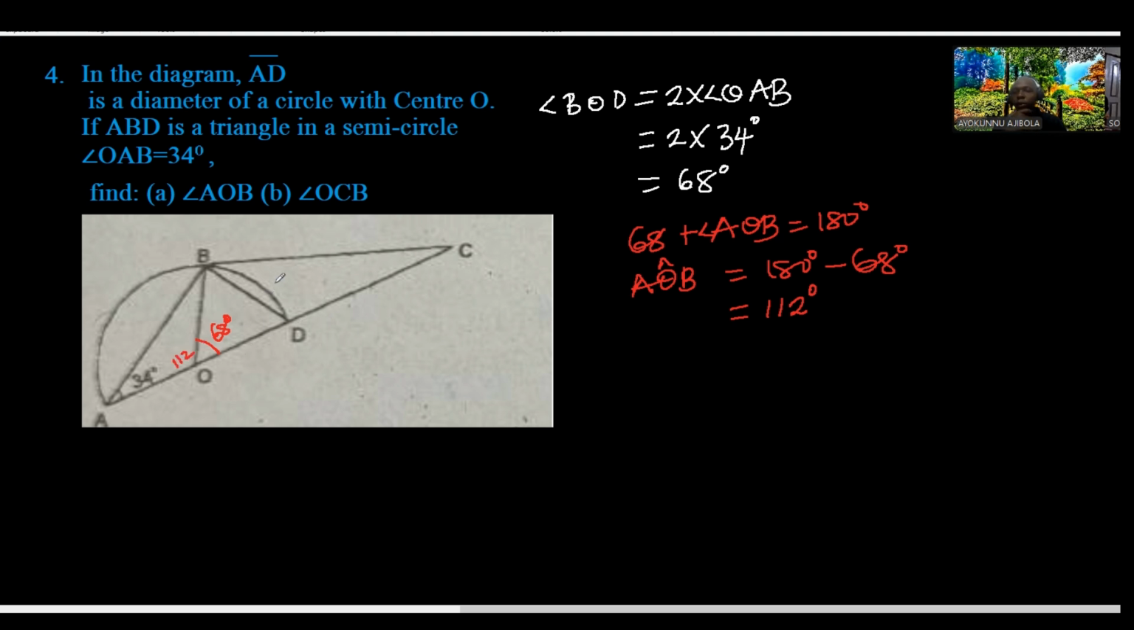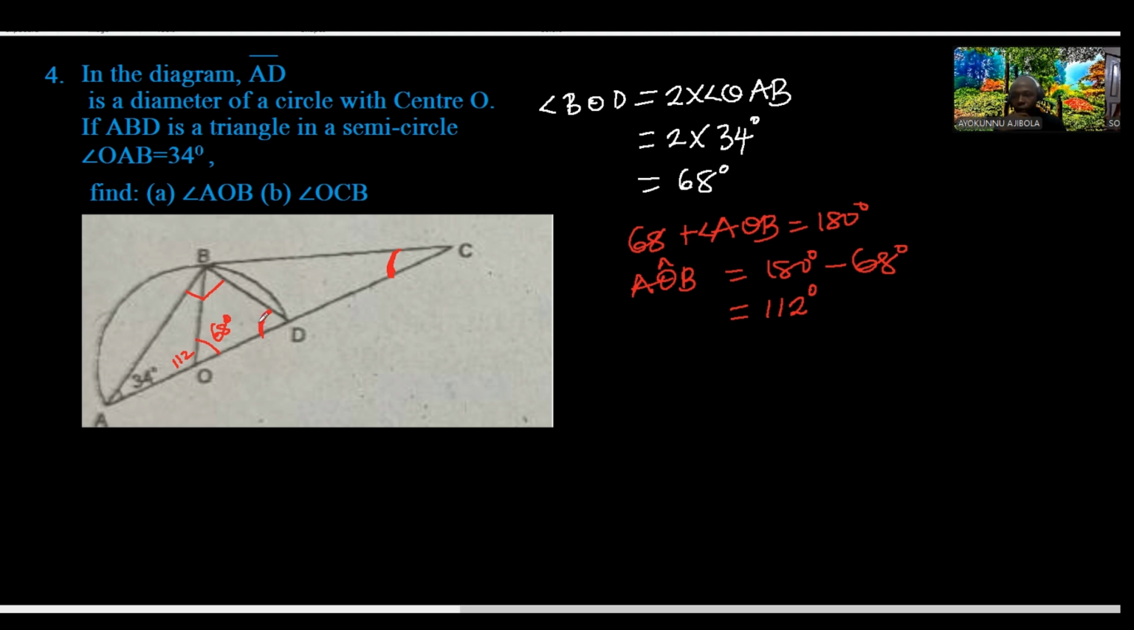Good. Then we need to find angle OCB, which is the angle at this place, considering the triangle OCB. Since we've already known the angle at the center of this, then we can find this angle. If we find this angle, then we can also know this to be 90.